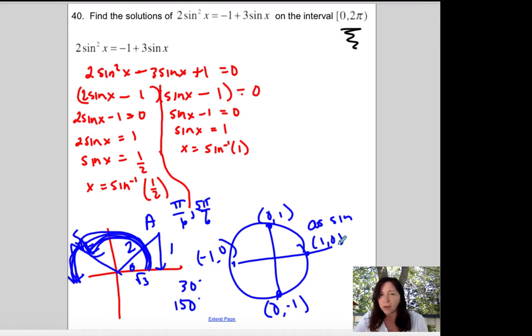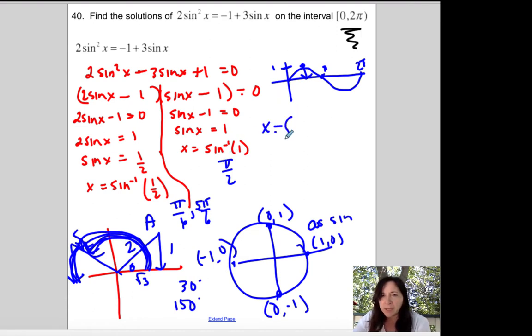So where is sine 1? It's here. And where am I? I'm at pi over 2. But keep in mind, I really encourage you to draw the sine wave just for visual. Where is sine 1? Here's 1. It's here. Where are you? You're right there. So if this is 2 pi and this is pi, then this is 1/2 pi. So my answers, as a solution set, would be pi over 6, pi over 2, and 5 pi over 6.